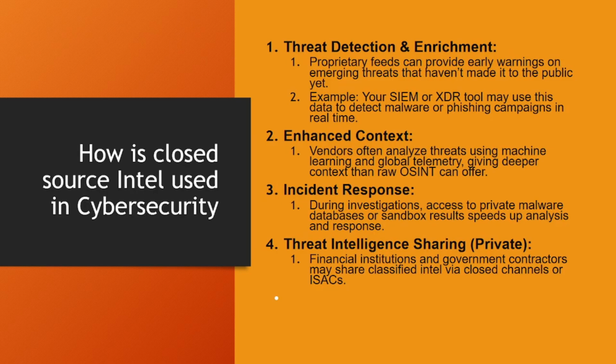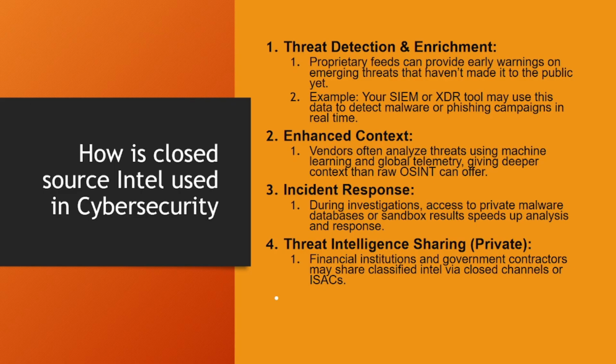So how is closed source intel used in cybersecurity? There are 4 main use cases. Number 1, you can use it for threat detection and enrichment. Proprietary feeds can provide early warnings of emerging threats that haven't been made public. So it kind of gives that extra information, right? So people can get a quick alert on what's going on, especially when it comes to new zero-day threats.